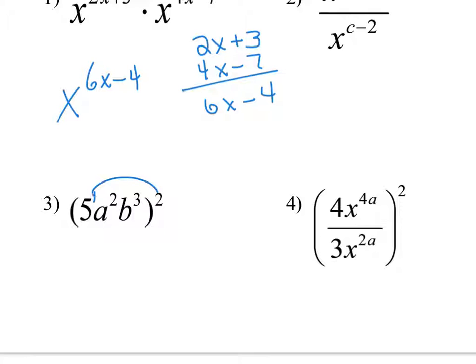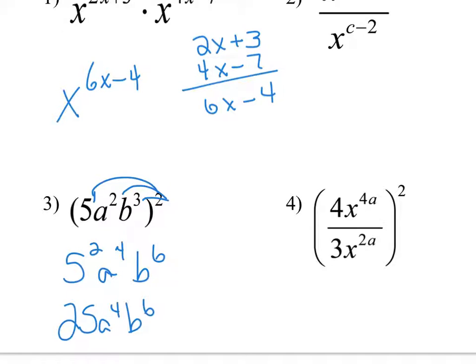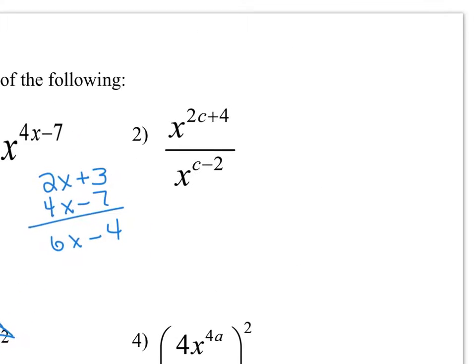Okay, so you multiply the exponents together, so it's 5 squared, a to the 4th, b to the 6th: 25 a to the 4th b to the 6th. And over here, we're dividing. These are bases, and this sign means divide. So let's divide. When you divide, you subtract the exponents.